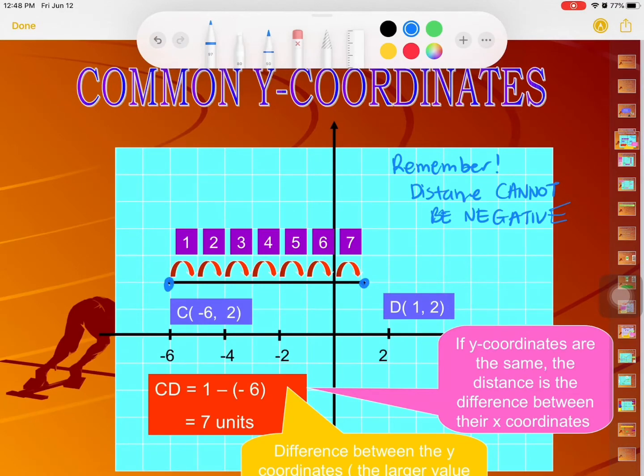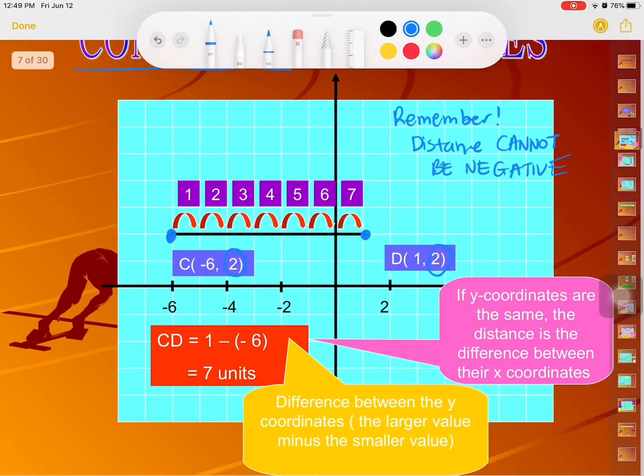So in this case, what is the coordinate of x or y that is the same for C and D? You see that the same coordinate is y. That's why we have common y coordinates. So what we need to do is find the difference of x. You see, -6 and 1, which one is greater? You know that 1 is bigger than negative 6. So you just need to do 1 minus negative 6, which is equal to 7 units.